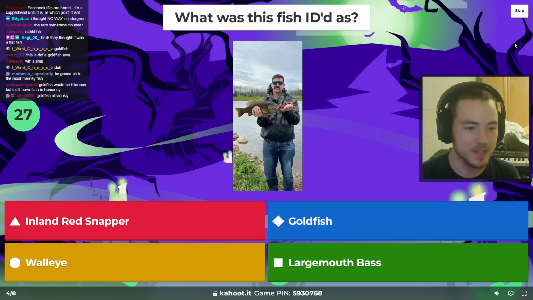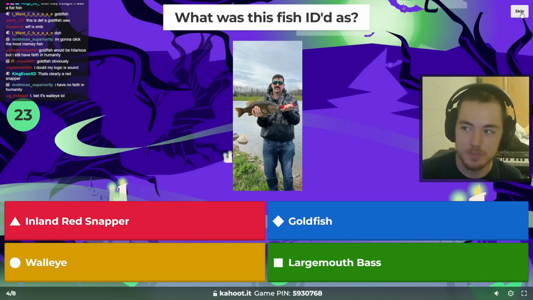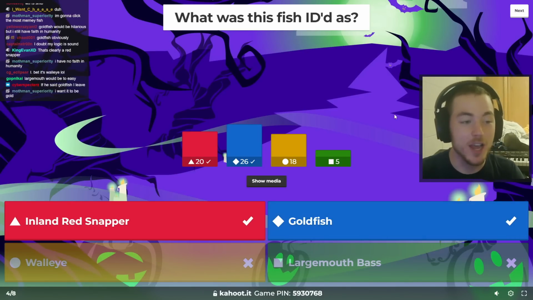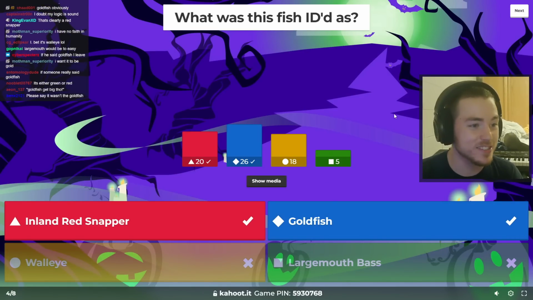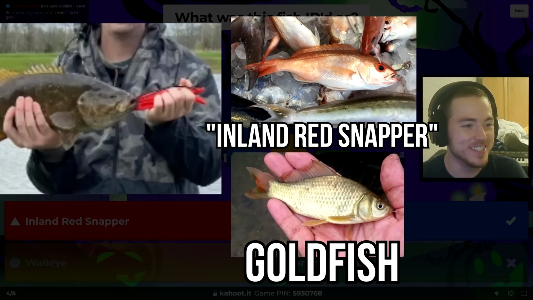Goldfish would be hilarious, but I still have faith in humanity. Well, I hate to break this to you, but it was identified as both a goldfish and an inland red snapper, which I don't even know what that's supposed to mean, but those were genuine identifications of that smallmouth bass.